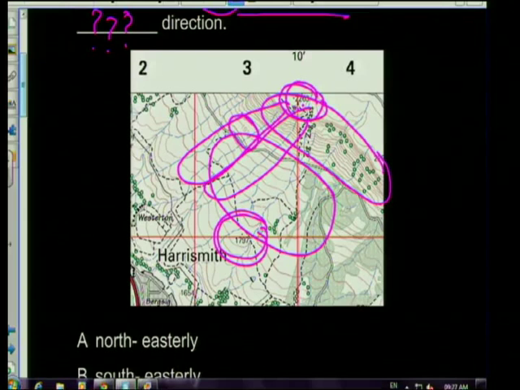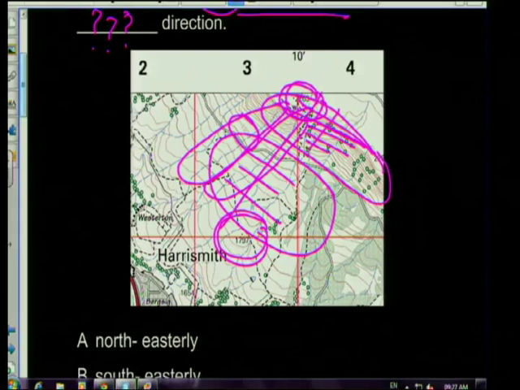That the rivers have to flow from a higher height to a lower height. And in this case, they're flowing from the top of the mountain, where there's a steep slope, to the bottom of the mountain, where there's a gentle slope. My direction, in this case, guys, is southwesterly.